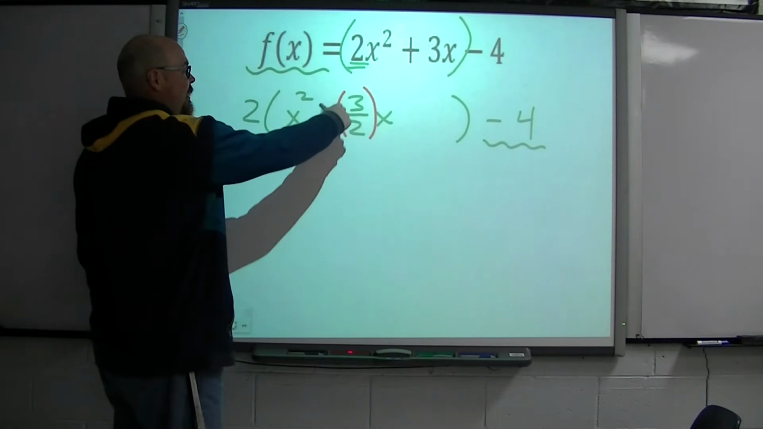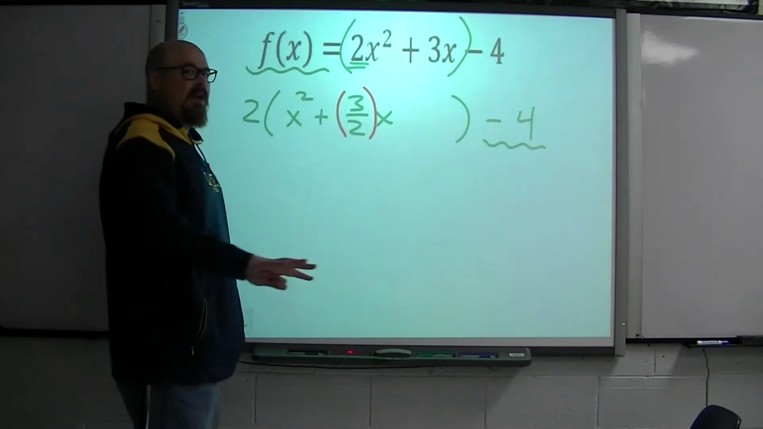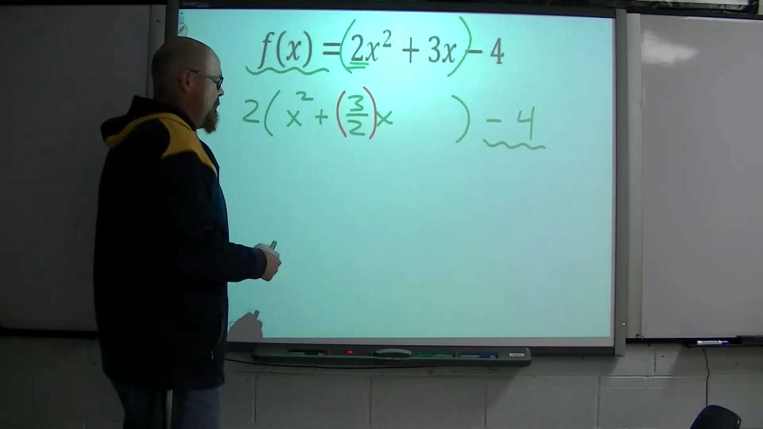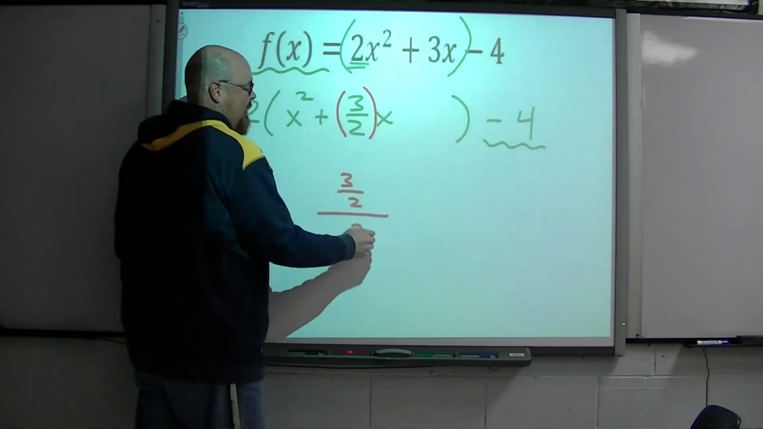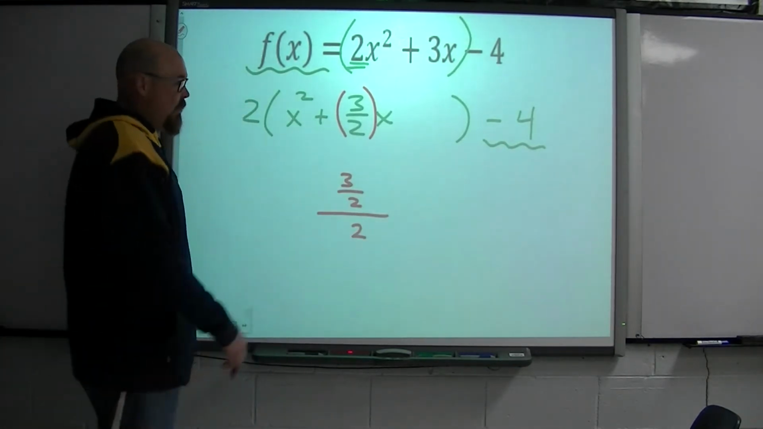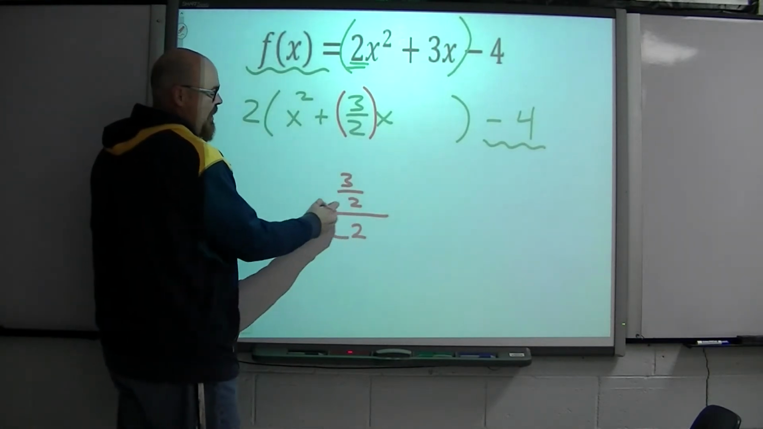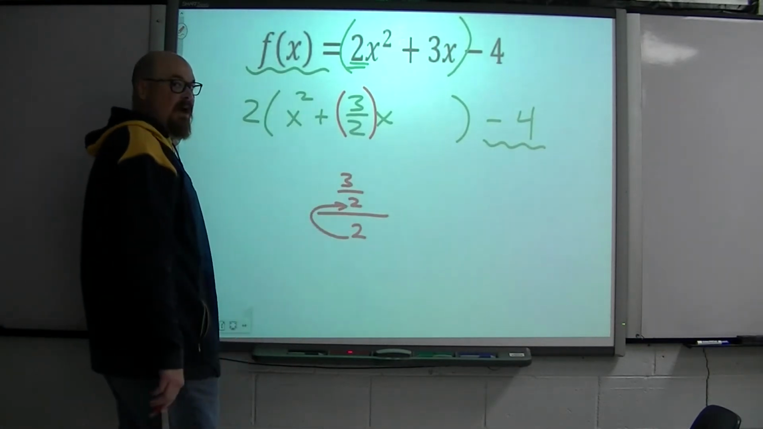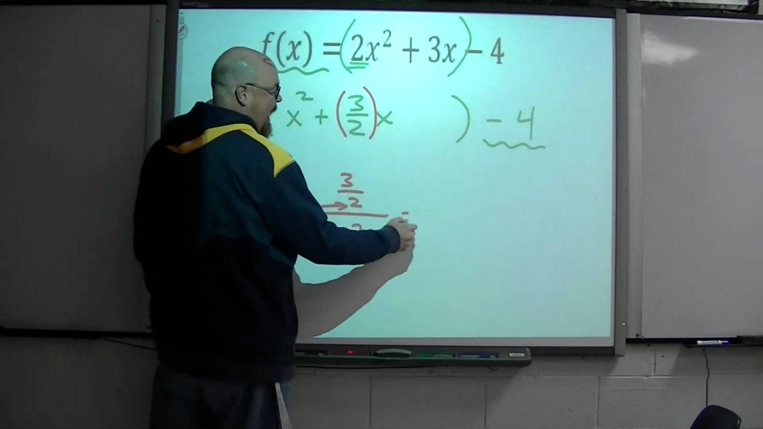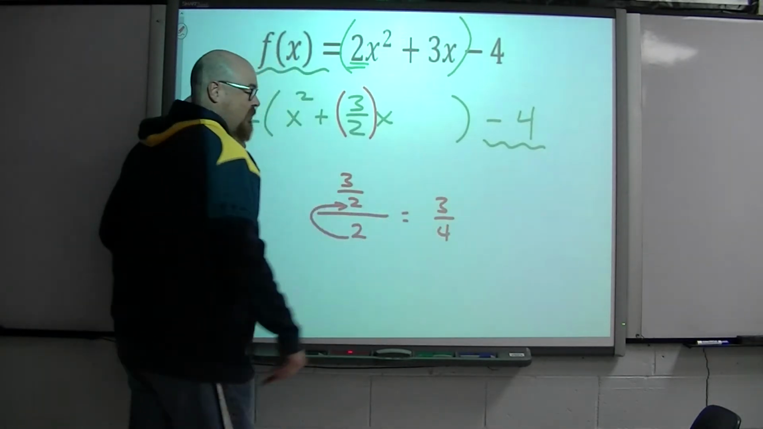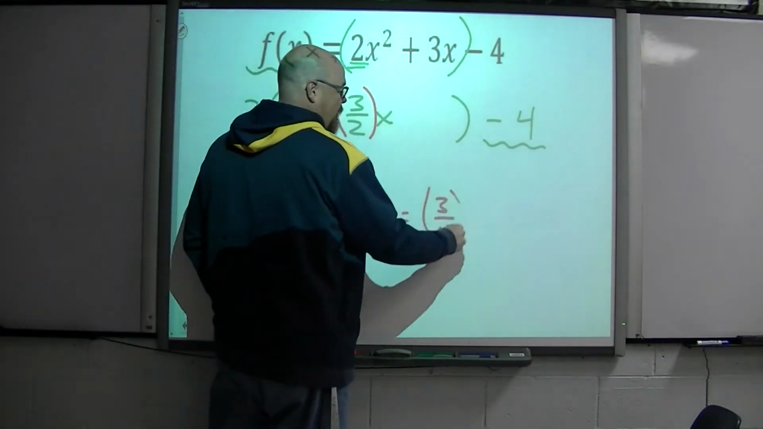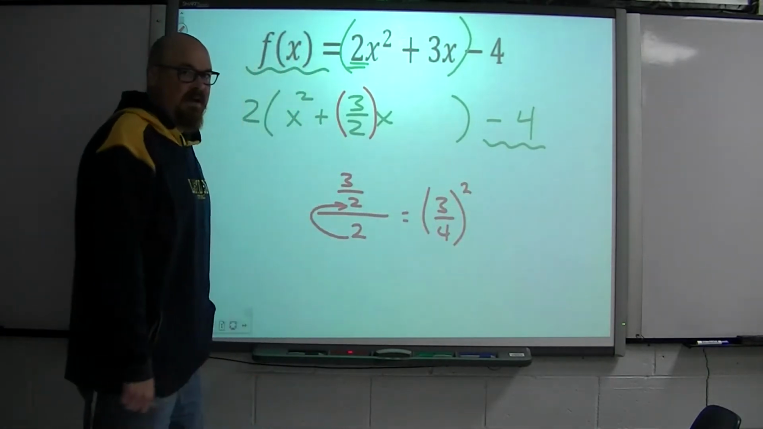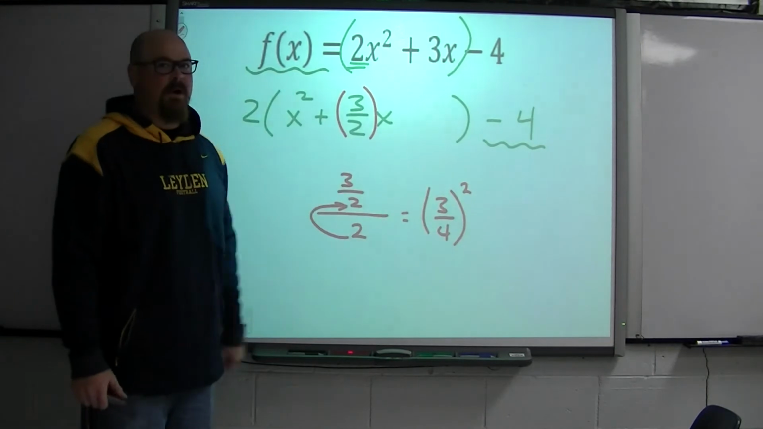So half of 3 halves. I'm going to write this here and then erase it because I'm limited on space. We're taking 3 halves and taking half of that. When we take a fraction and divide it by an integer, we multiply this down here. So half of 3 halves is 3/4. Then we are taking 3/4 and squaring it. That is the process for putting the number up here.